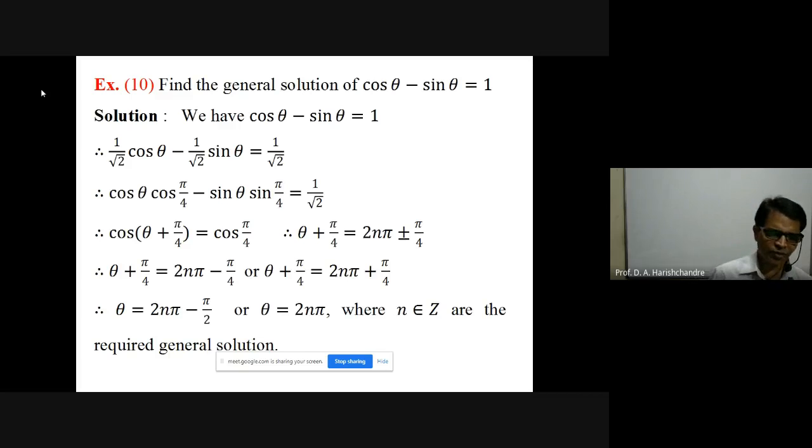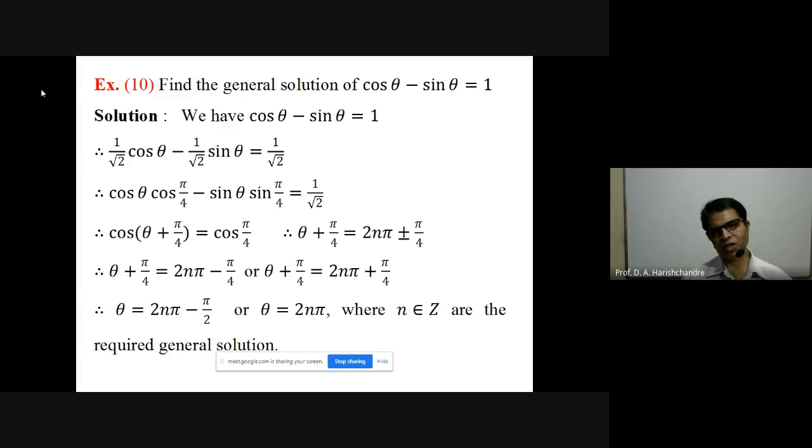Okay, here you can use the identity of cos alpha plus beta. We know that cos alpha plus beta is cos alpha into cos beta minus sin alpha into sin beta. Same identity we are using here in the reverse direction. According to that identity, here LHS can be replaced by cos theta plus pi by 4. And the right hand side, 1 by root 2, can now be transformed into a cos ratio. It will be cos pi by 4.